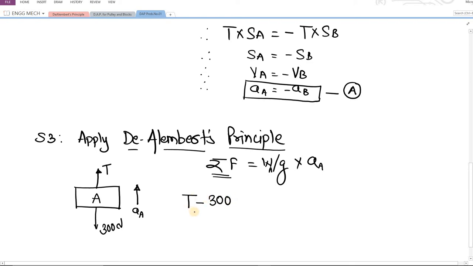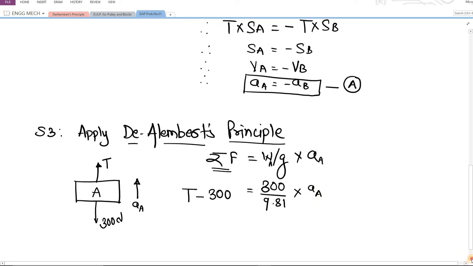There are only these two forces that are aligned parallel with the direction of motion: T in the direction of motion, 300 against the direction of motion. Then W suffix A, that is the weight of block A. How much is it? It is 300 Newton. And what is the value of g? 9.81. What is the acceleration? That needs to be calculated. That's why it is unknown as it is.